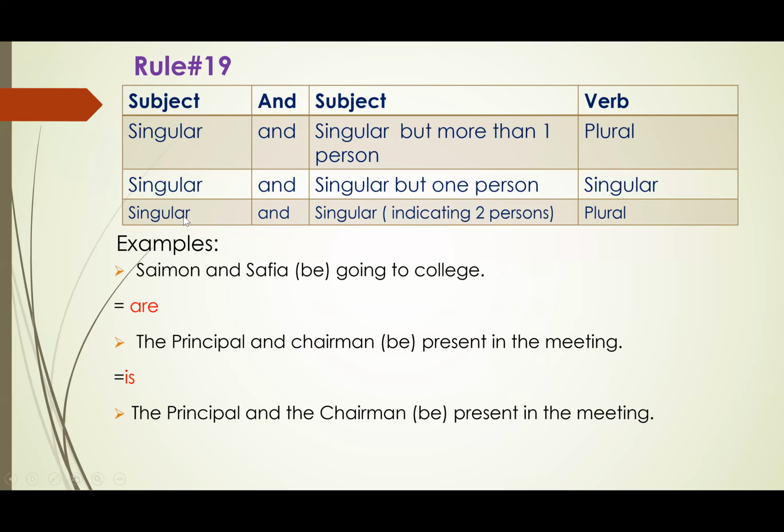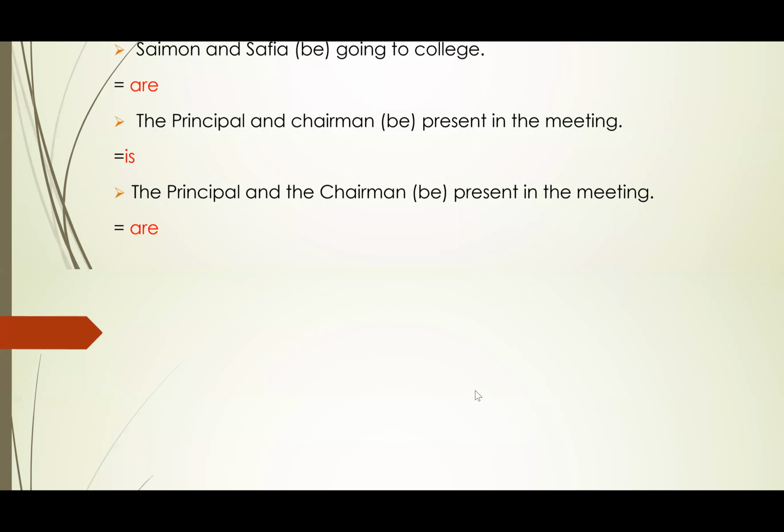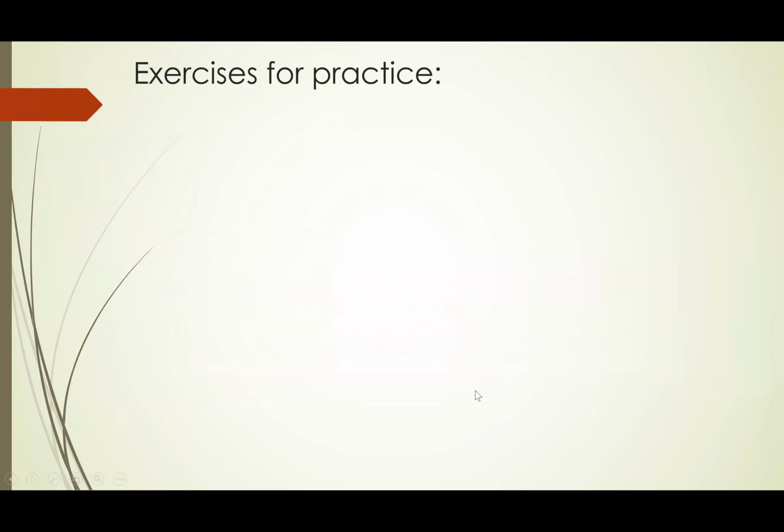Next one is singular and singular indicating two persons, like the principal and the chairman. So you see the principal, the chairman. So two persons. So that's why are or were. Okay. So this is how we have finished our discussion today.